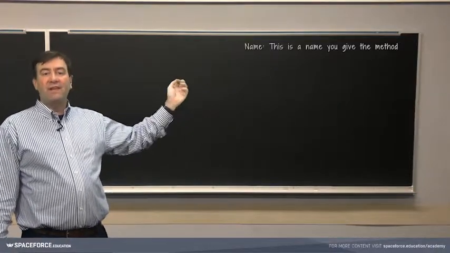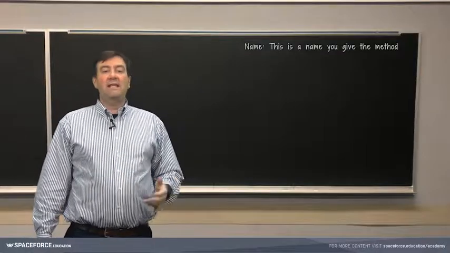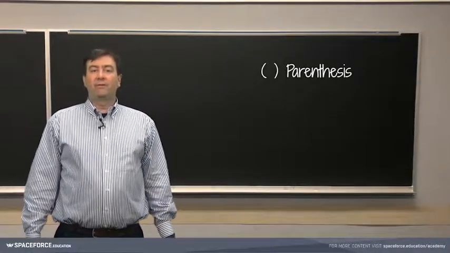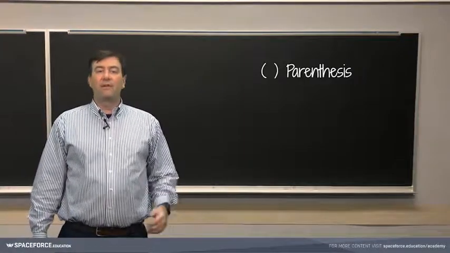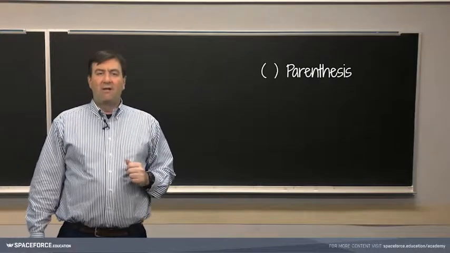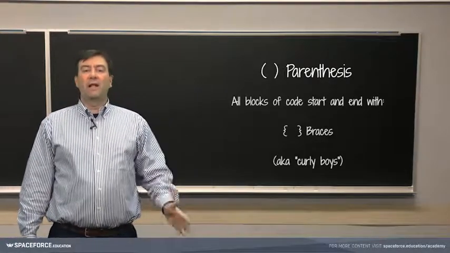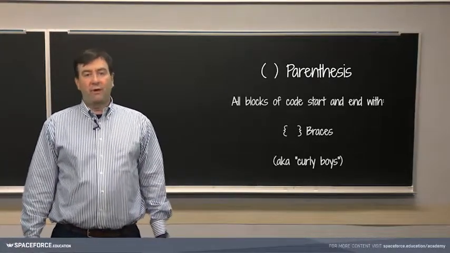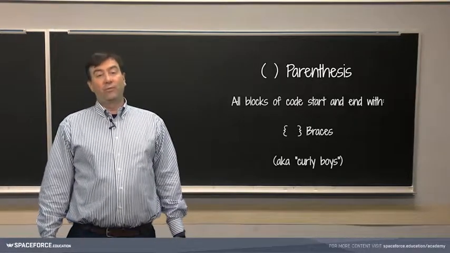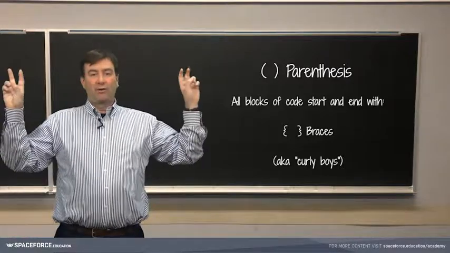Name. This is the name that you give the method, and it can pretty much be anything you want. The next step is an optional parameter list enclosed in parentheses. If there are no parameters, you just need 2 parentheses. Finally, a method starts a block of code. All blocks of code are enclosed in braces, or in the words of the great Kevin Patton, curly boys.